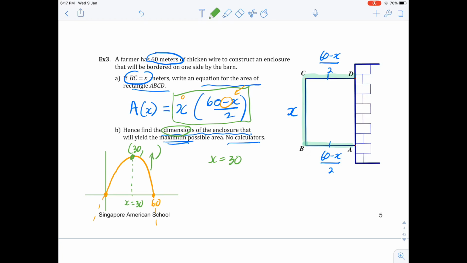The question that we have to answer is, what are the dimensions? Our dimensions are x by (60 minus x) over 2, and so it's going to be 30 by, in this case, (60 minus 30), which is 30, divided by 2, so 30 by 15 for our length and our width.